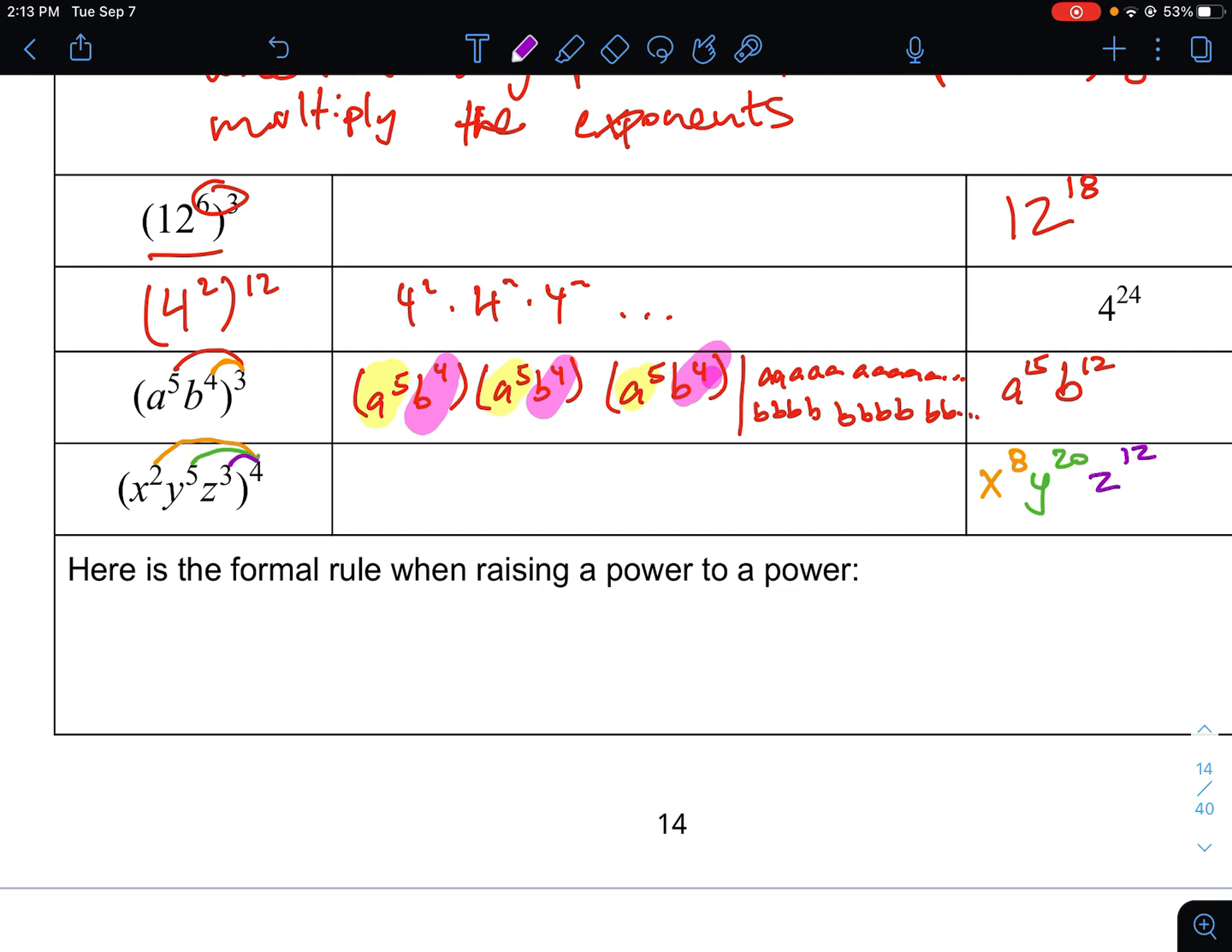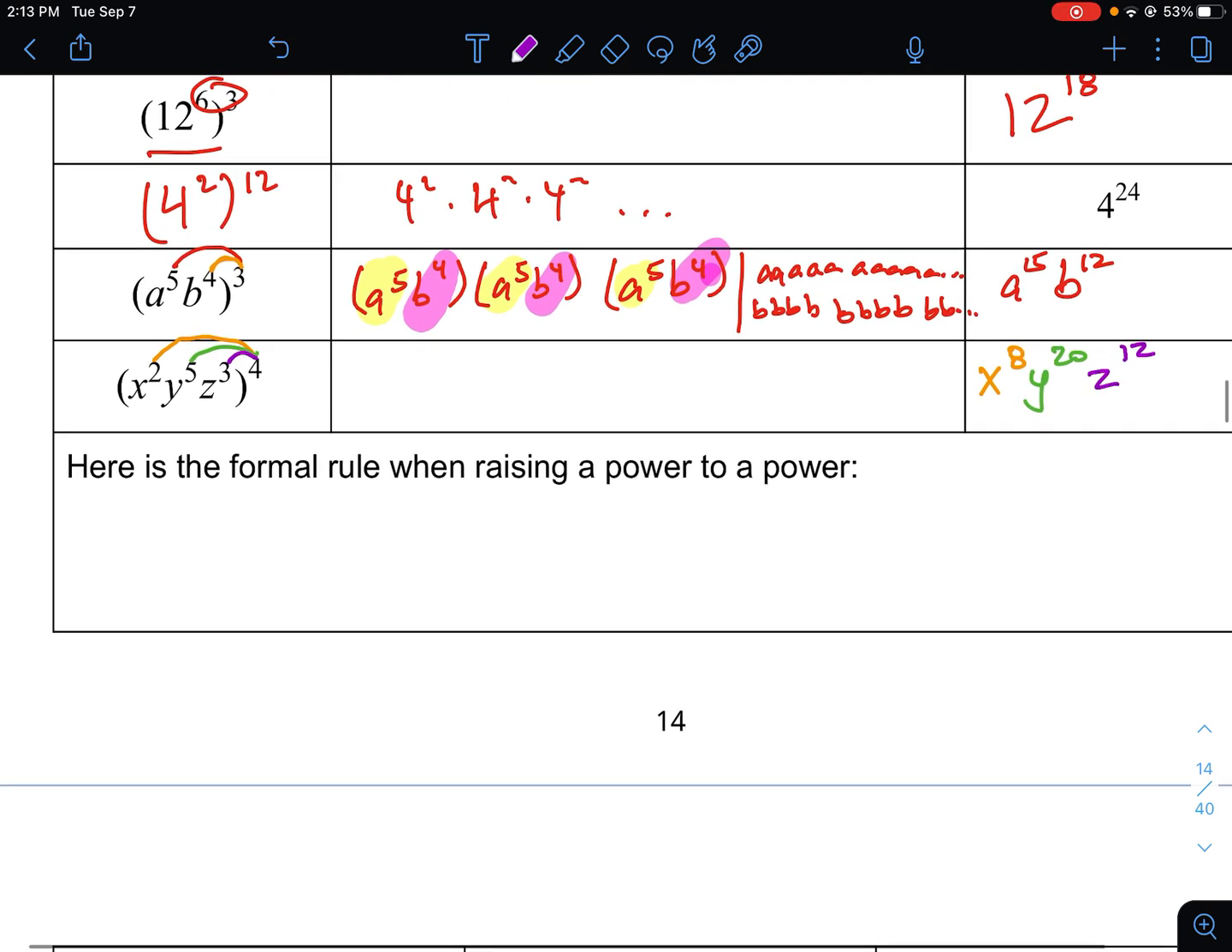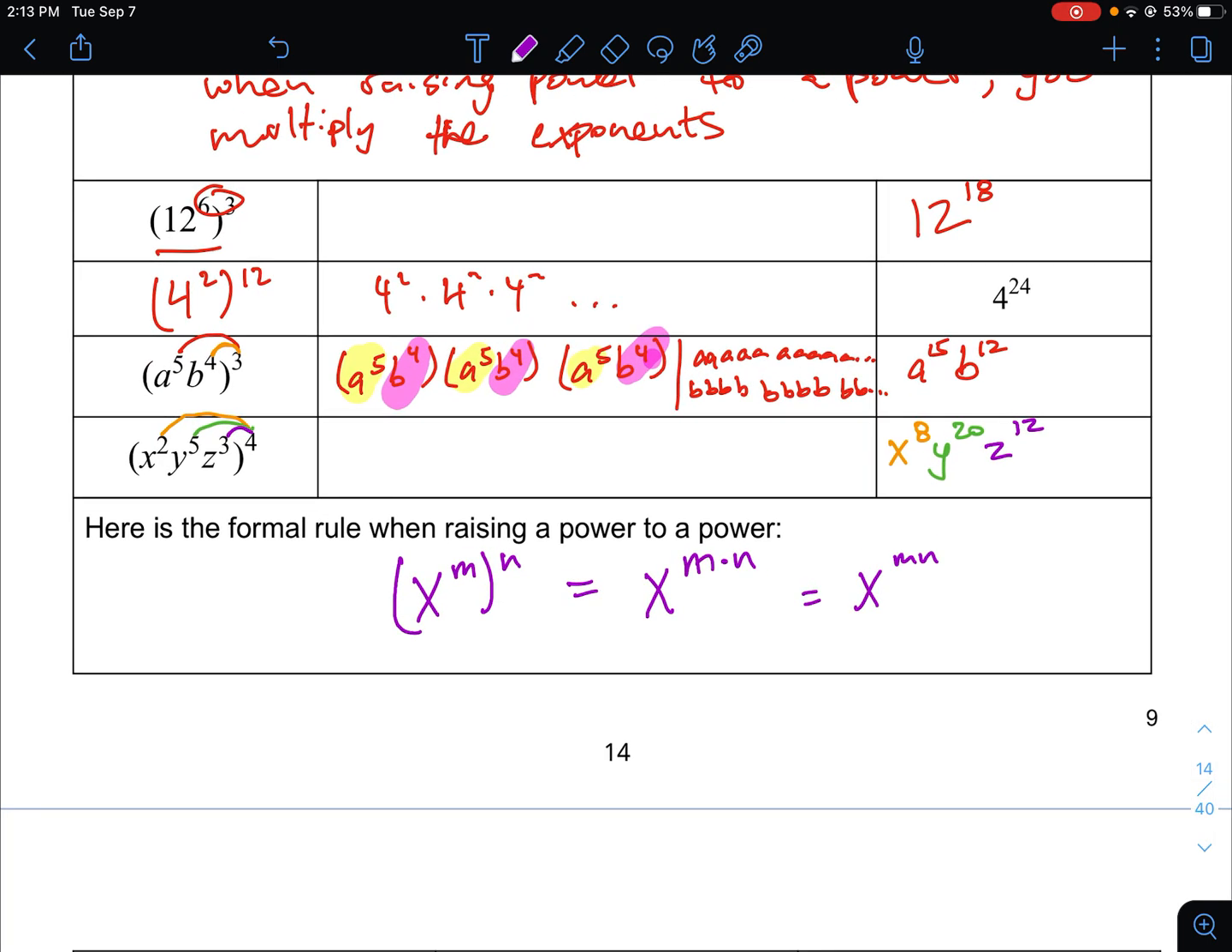So that's it. Here's a formal rule when raising a power to a power. So let's say we have x to the m, to the n, is x to the m times n. Or you could even say x to the mn. They both mean the same thing.